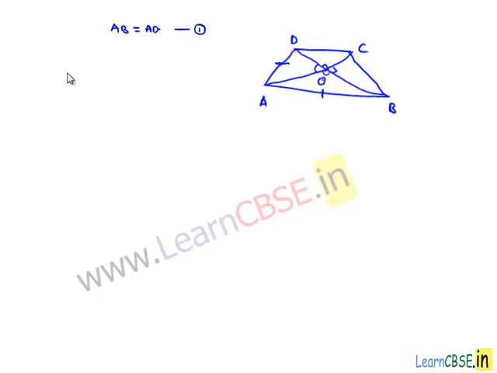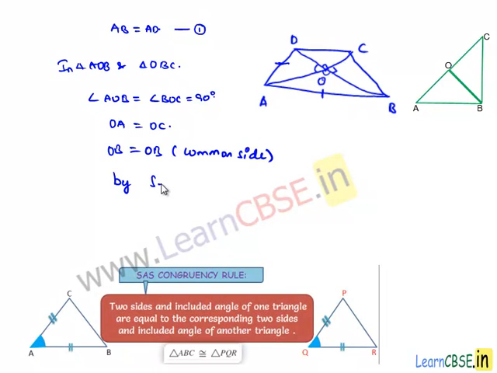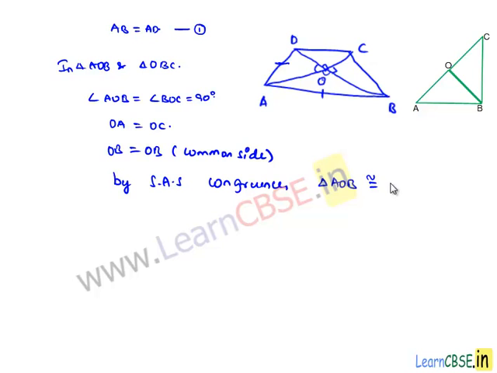Now let us consider the two triangles AOB and triangle OBC. Angle AOB is equal to angle BOC, which is equal to 90 degrees, as we said that AC and BD bisect each other perpendicularly, and OA is equal to OC, as BD is bisecting AC, and for both the triangles OB is the common side. So the two corresponding sides and the included angle of triangles AOB and BOC are equal. Therefore, by the SAS congruence rule, triangle AOB is congruent to triangle BOC.